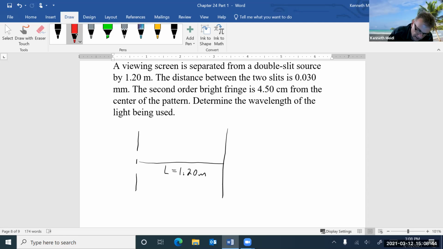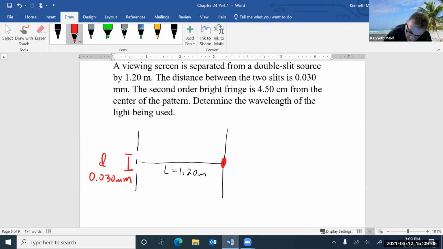So that's this distance right here, the distance between the slits. So that's D. And D is, like I said, typically a fraction of a millimeter. Okay. The second order bright fringe is 4.50 centimeters from the center of the pattern.